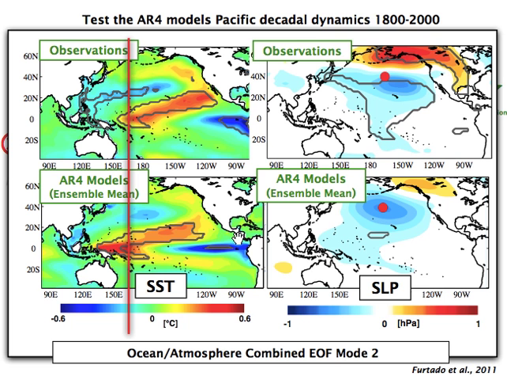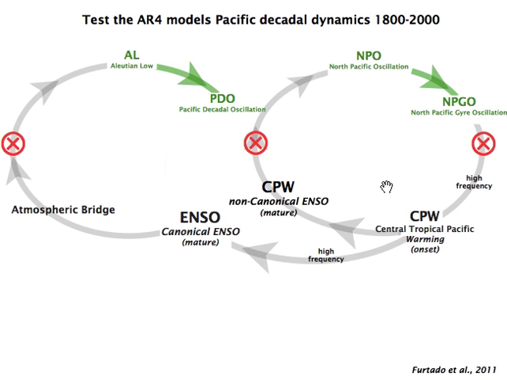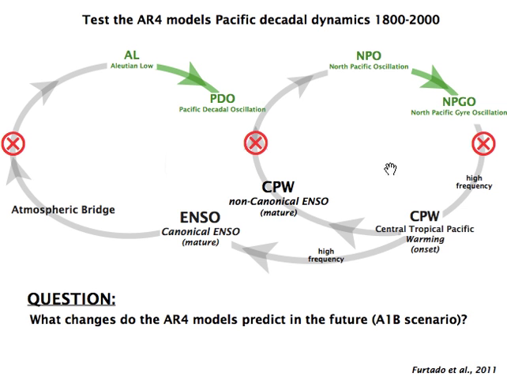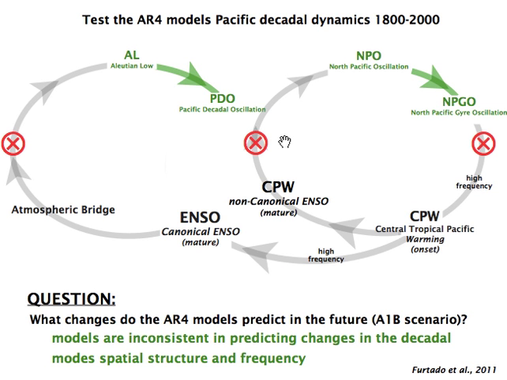So obviously this is something that needs to be addressed in terms of the realism of the climate models. Going back to our analysis, though, of this diagram in the IPCC models, we can still ask the question, what changes do the AR4 models predict in the future scenarios, in this case the A1B scenario? And the answer is that models are inconsistent in predicting changes in the decadal modes, both for the spatial structure and also in frequency.